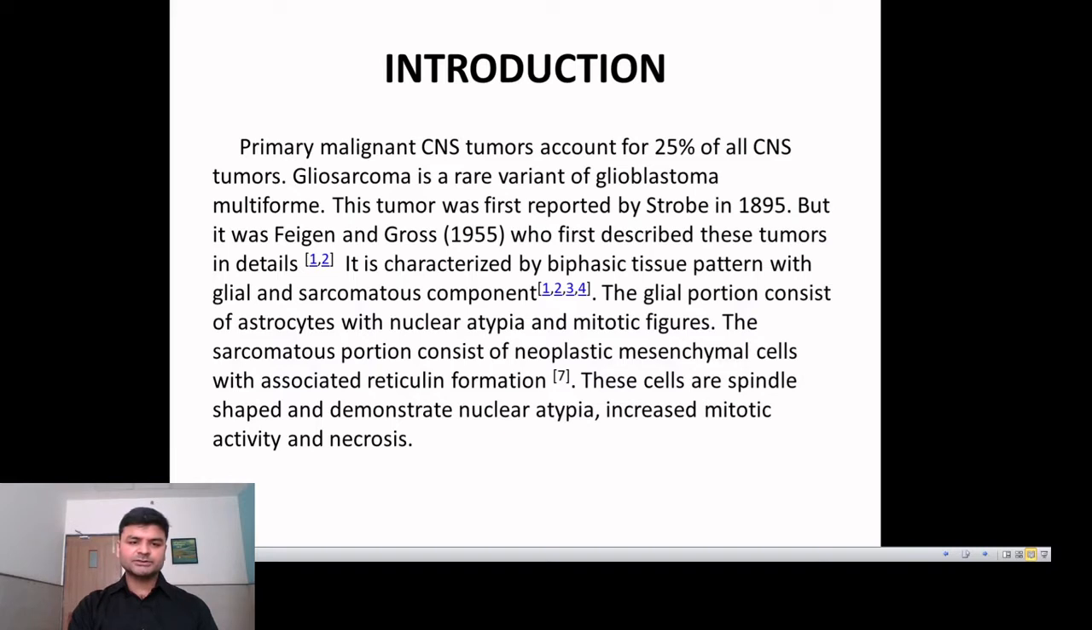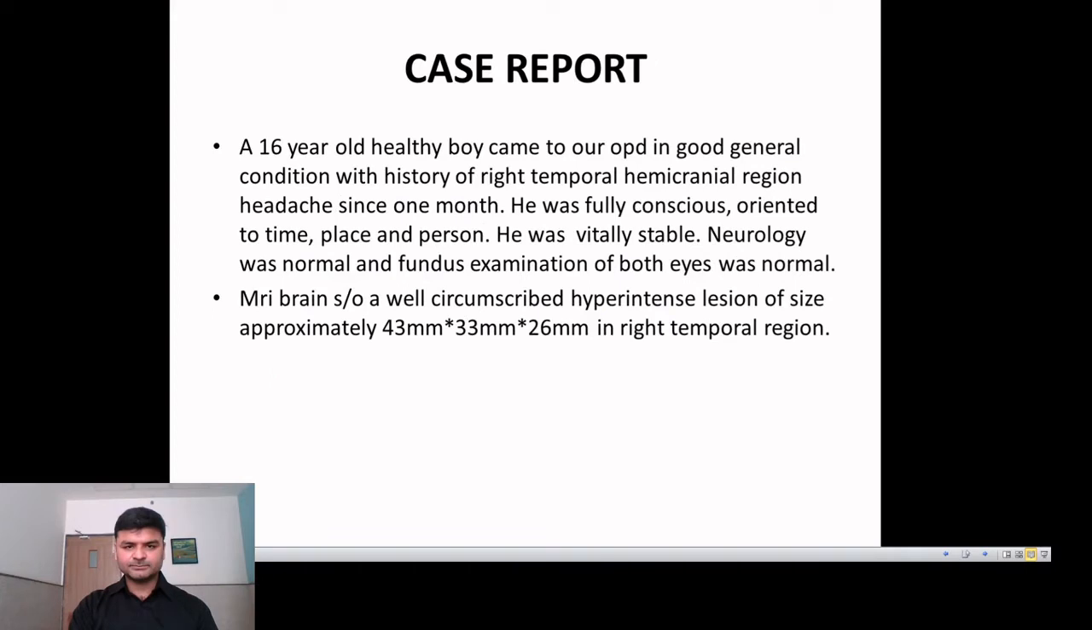The glial portion consists of astrocytes with nuclear atypia and mitotic figures. The sarcomatous portion consists of neoplastic mesenchymal cells with associated reticulin formation. We'll have a look at the picture of the histopathological slide later. These cells are spindle shaped and demonstrate nuclear atypia, increased mitotic activity, and necrosis.